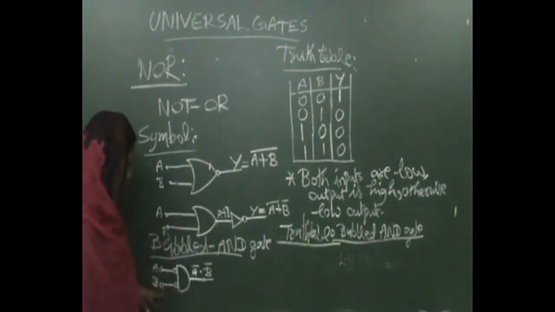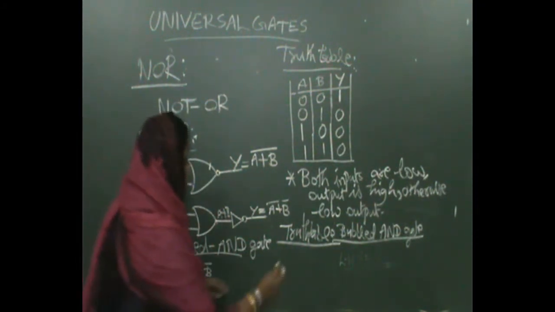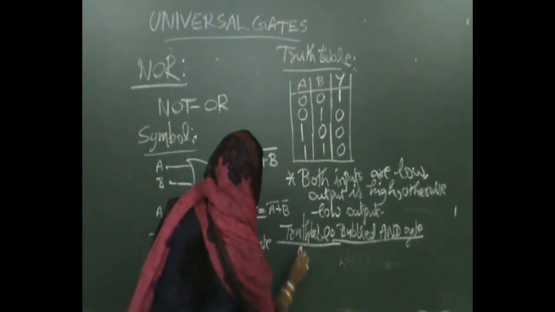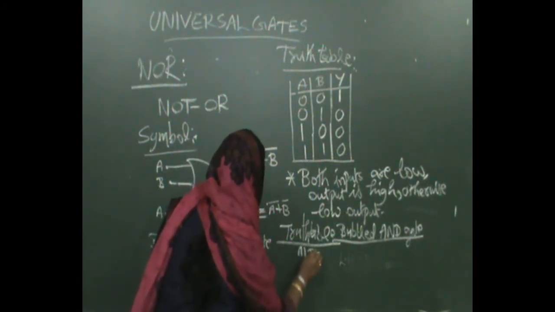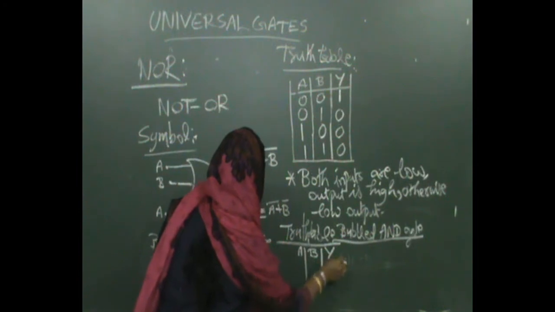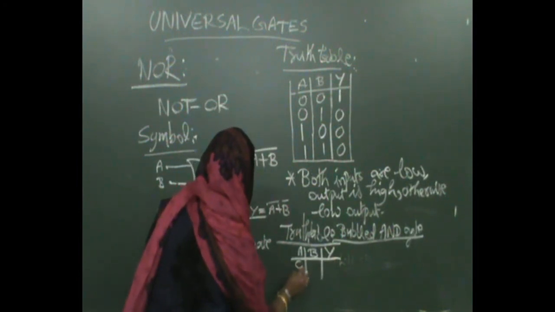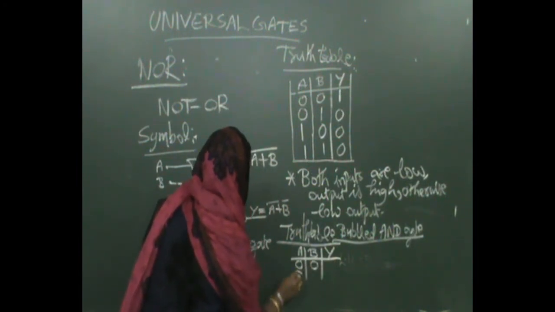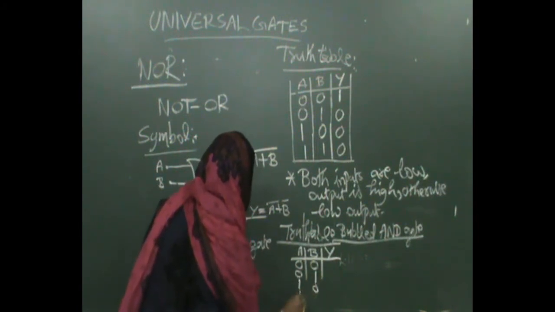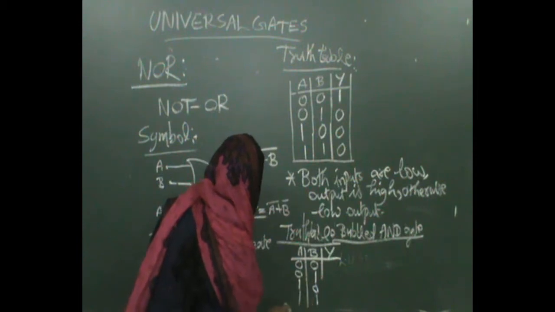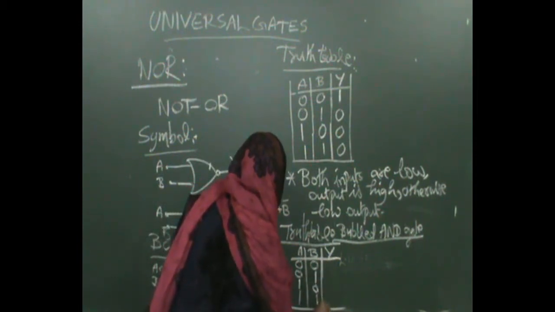Here also you can see that there are two inputs. So combinations are 4 rows. There we have only 4 rows. Okay, A, B, Y. 0, 0, 0, 1, 1, 0, 1, 1. Okay, these are the combinations.